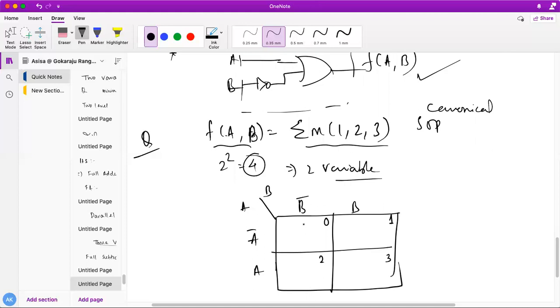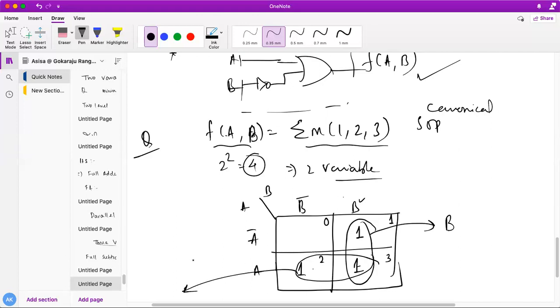Then finally, what we have got here: m0 is not present, so I will not put a 1 over here. Next, 1 is present, 2 is present, 3 is present in the function, so I have put them over there. Next, you start combining. I have told you the rules of how to combine. You can combine this way. So two combinations are possible. What is common between these two min terms? It is b, so I have written b. And what is common between these two min terms? It is a. So finally I have got f of a comma b is a or b.